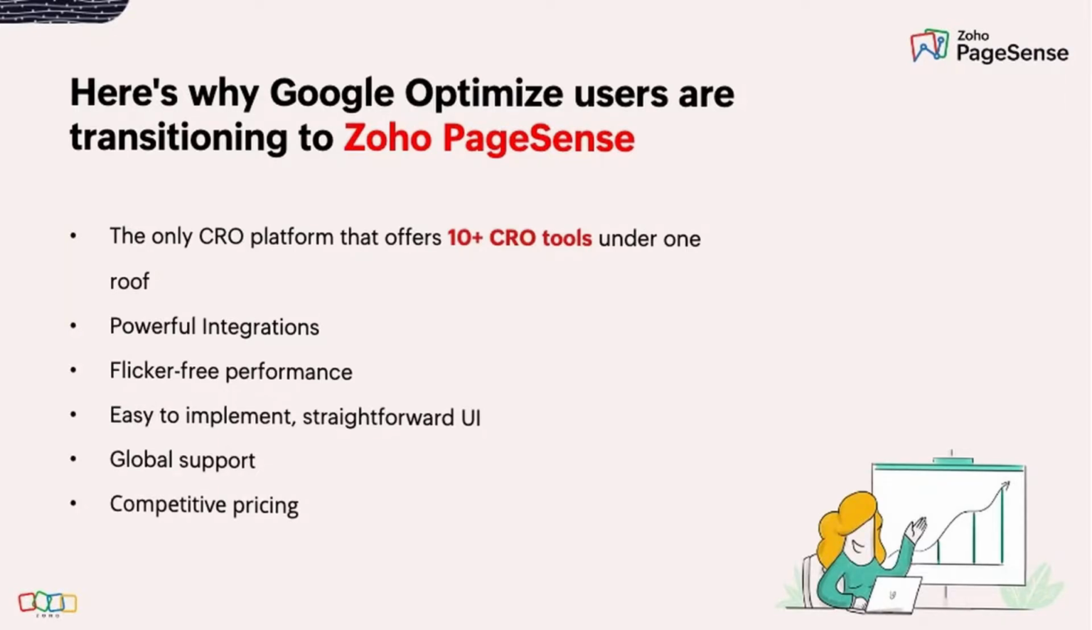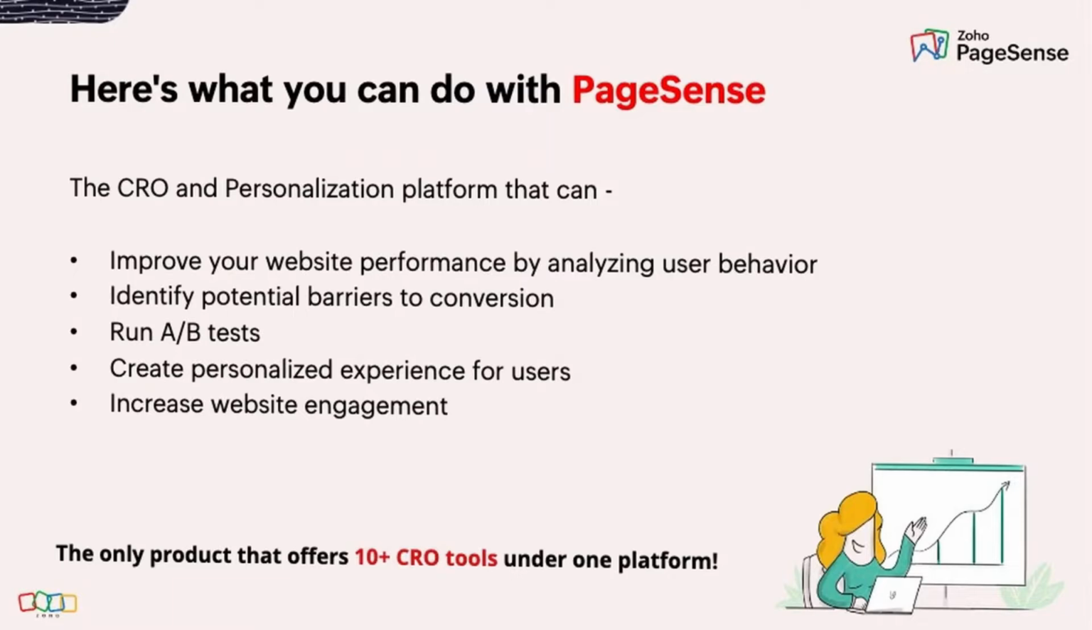So what is Zoho PageSense? What can you do with Zoho PageSense? So with PageSense, you can analyze user behavior on your website using heat maps, session recordings, and other tools. So this can help you identify the areas of your website that are not performing up to par. You can identify potential barriers to conversion on your website and make changes to the website to improve the user experience and increase conversions. You can also run A/B tests to compare two different versions of a page or a landing page and choose the page version that drives conversion.